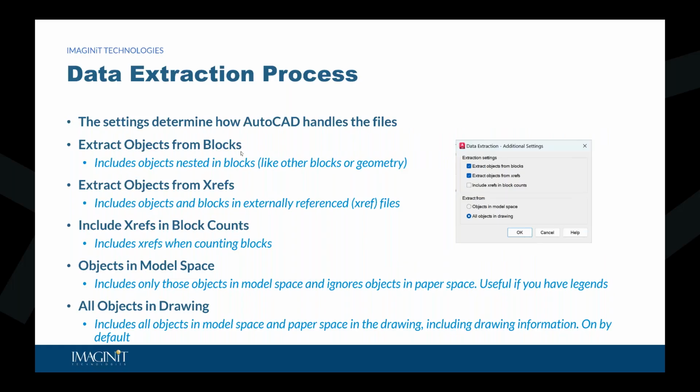And then count all objects in the drawing. This will count all objects in model space and paper space in the drawing, including drawing information, and it's on by default. So if you only want to count the stuff in model space, please make sure that the button in the settings is set to objects in model space.